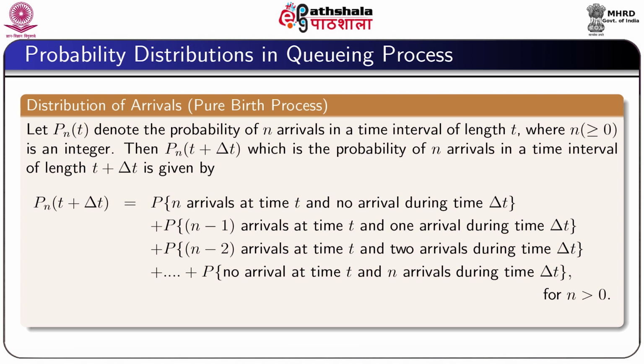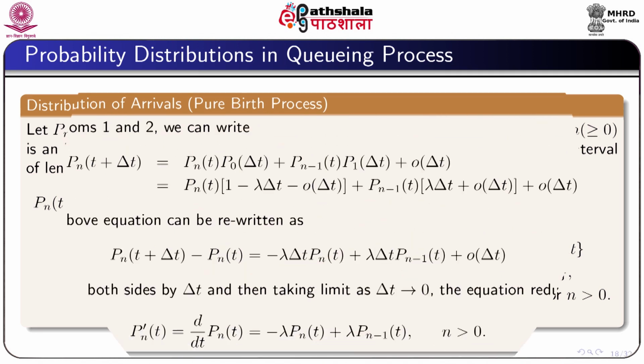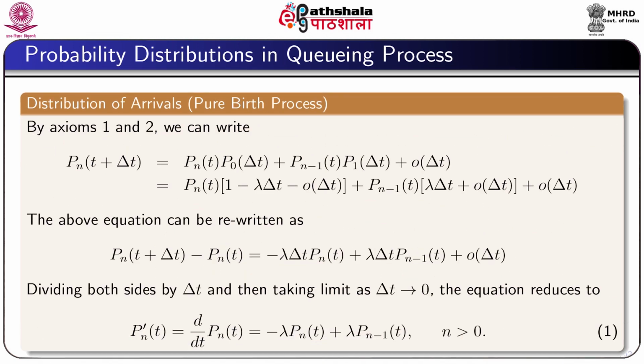So, now using axioms 1 and 2, we can write P n t plus delta t equal to P n t, that is the probability that when there are n customers in the system at time t, into P 0 delta t, that is there is no arrival during the time delta t. So, P n t plus delta t equal to P n t into P 0 delta t plus P n minus 1 t into P 1 delta t plus order of delta t.